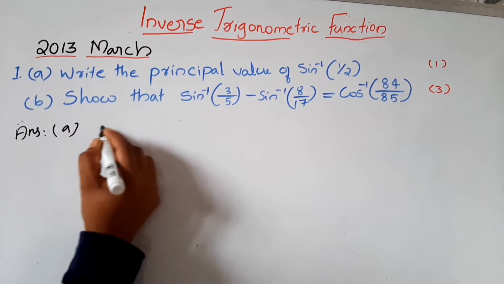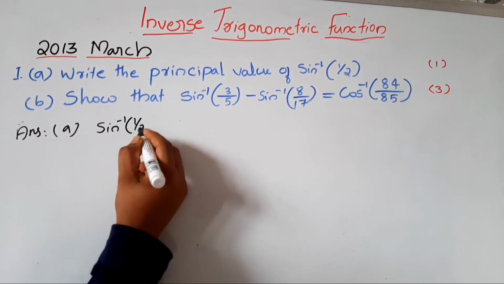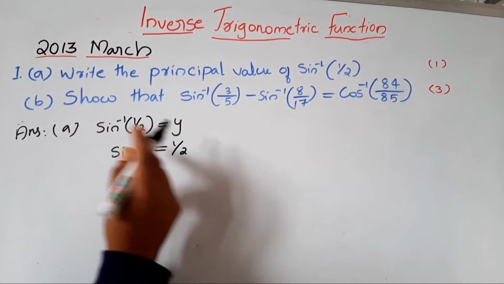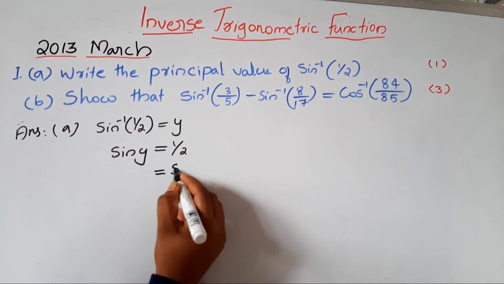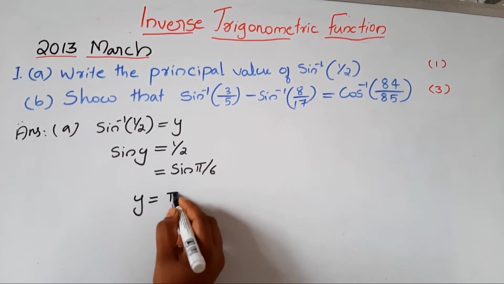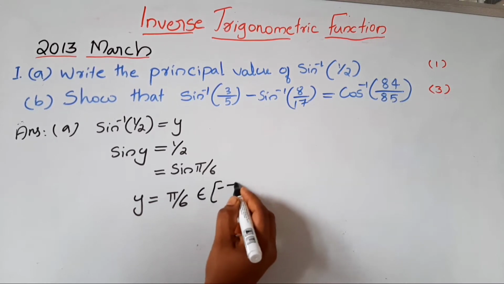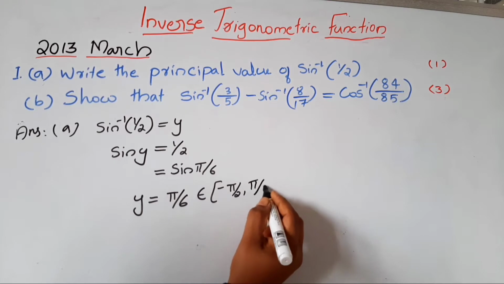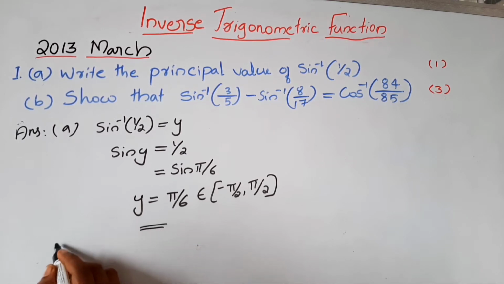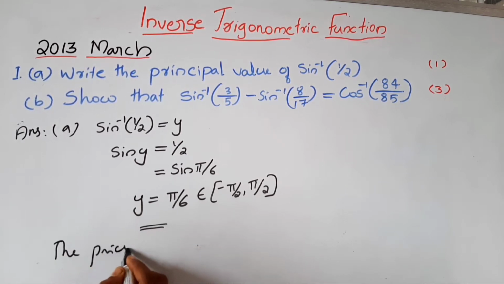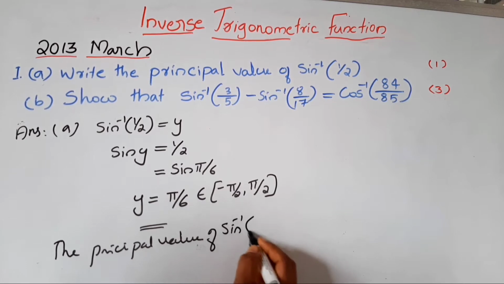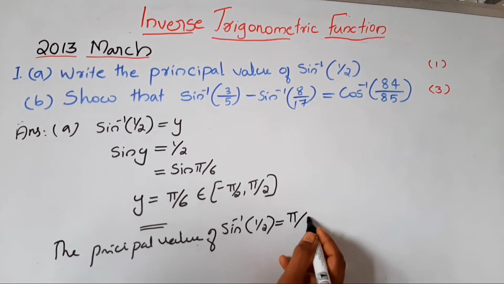A part answer. Let sin inverse of 1 by 2 equal y. Then sin y equals 1 by 2. 1 by 2 is sin pi by 6, that is sin 30 equals 1 by 2. So y equals pi by 6, which belongs to minus pi by 2 to pi by 2, that is the principal domain of sin inverse. So the principal value of sin inverse 1 by 2 is equal to pi by 6.